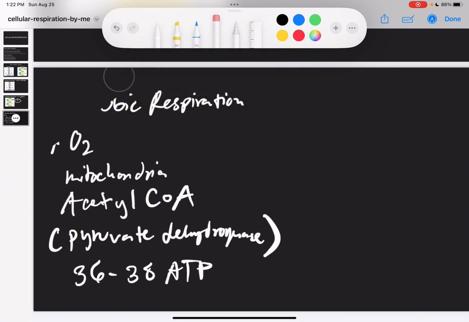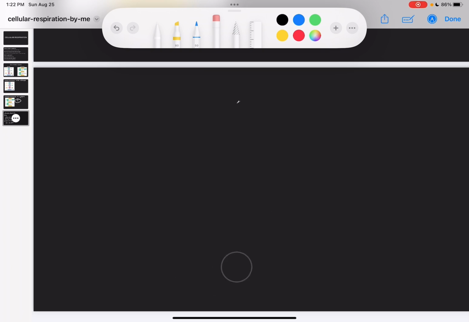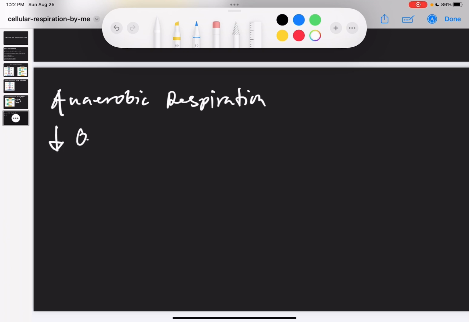Then, let's talk about anaerobic respiration. Anaerobic respiration occurs in environments where there is low amounts of oxygen or the cell has no mitochondria. This is why the mitochondria is called the powerhouse of the cell, because it's where ATP is produced in abundance.